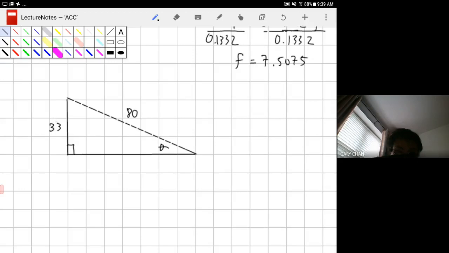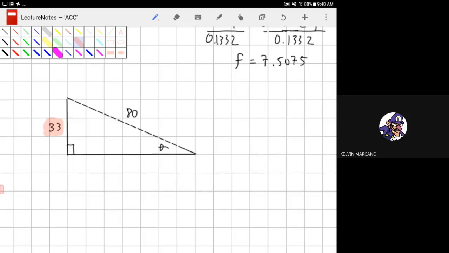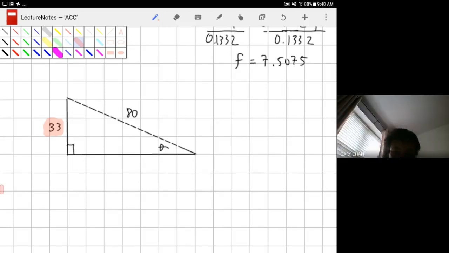So who can tell me what this is? The side length 33. Kelvin, is side length 33 opposite of theta or is it adjacent to theta? Like, is it facing theta or is it next to theta? Opposite. It is opposite. That's right. So it's opposite of theta. 33 is opposite.